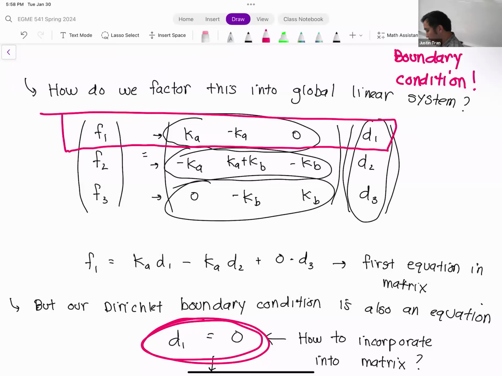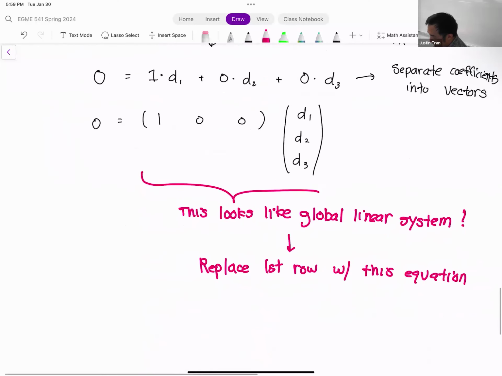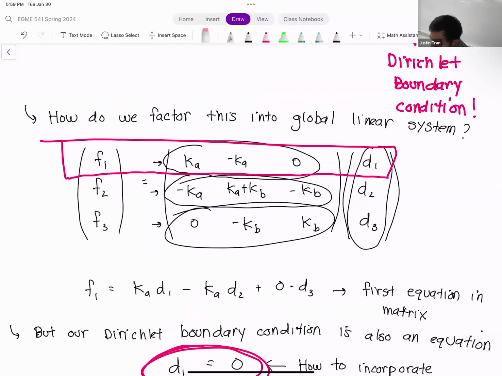I'm going to replace this row with all the coefficients and all the numbers that we have over here. So instead of F1, which is the right-hand side value, we're going to have a value of 0 there.